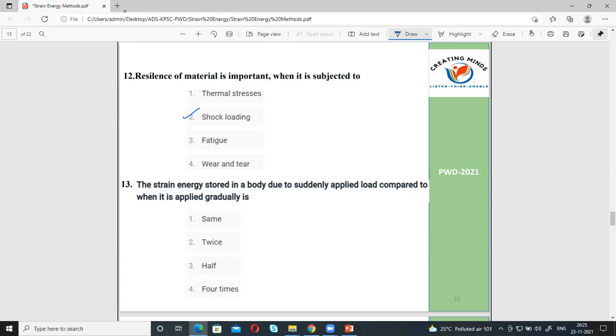What is gradually applied load? P by A. What is he asking? The strain energy stored. What is strain energy stored? U equals sigma square V by 2E, that is, sigma square by 2E into V. Or in other words, U equals stress into, or in general you can take it like this.